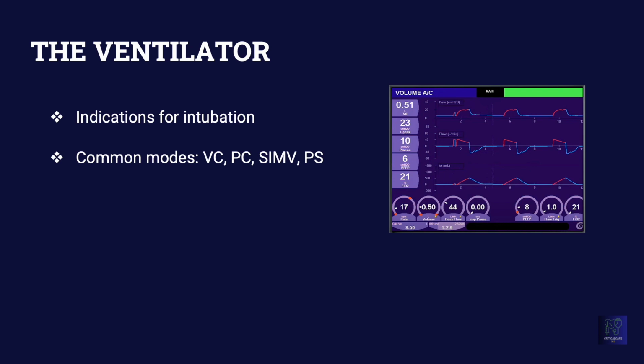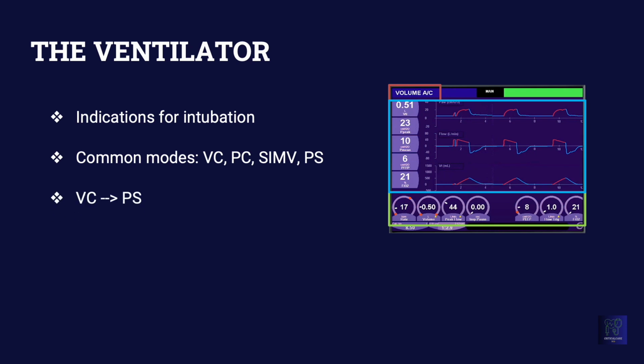Common modes of mechanical ventilation are volume control, pressure control, synchronized intermittent mandatory ventilation, and pressure support. On the ventilator screen, mode is shown on the top left corner of the screen. Usually, settings are shown in the horizontal bottom part of the screen, and interactions are shown in the middle part of the screen. Pay attention to the ventilator pressures, which are typically displayed on the vertical part of the screen.